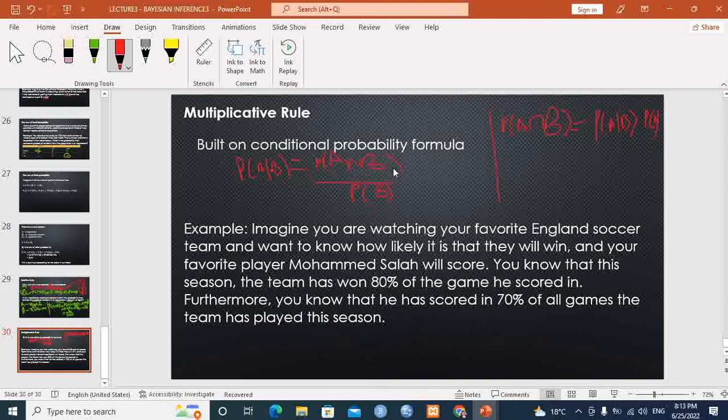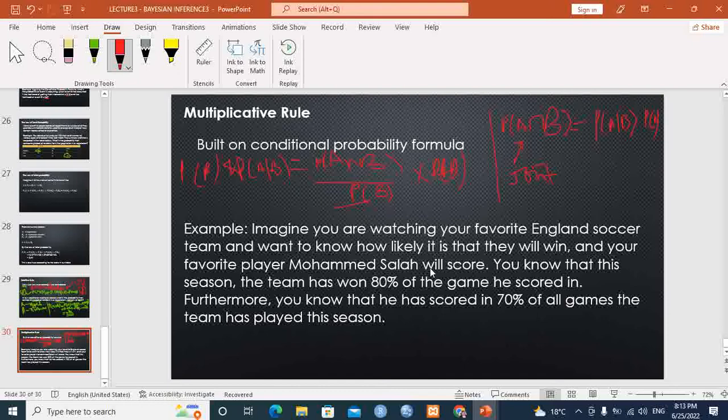Just from here you multiply both sides by the probability of B, then this cancels out, and the probability of A intersection B, which we call the joint probability, is equal to the probability of A given B times the probability of B. Great. Now let's take an example.